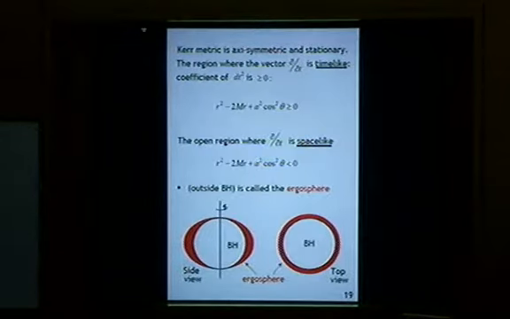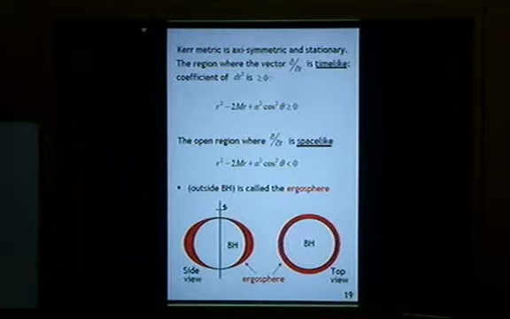Okay, now the Kerr metric is axisymmetric, so there's an axis and it's rotating about some axis, and it's stationary. It doesn't change, it doesn't run around. It's just turning and staying there. And the region where the vector d by dt, so that's 1, 0, 0, 0, is time-like, is where the coefficient of the dt squared term is bigger than or equal to 0.